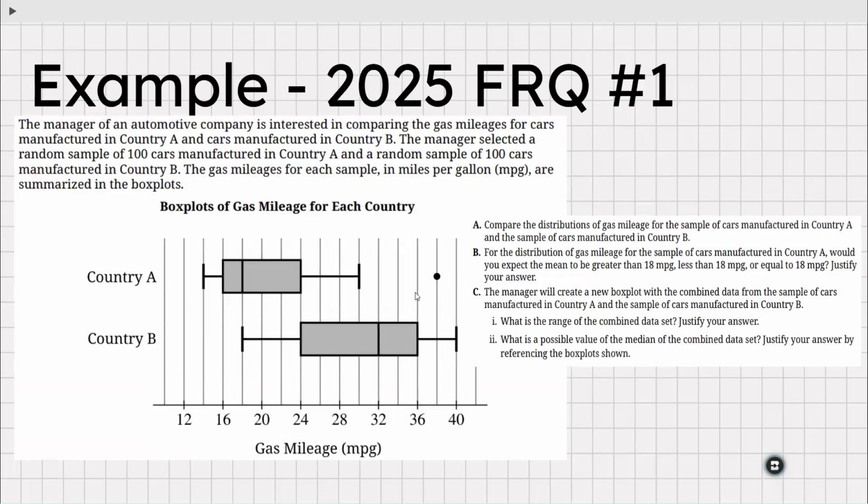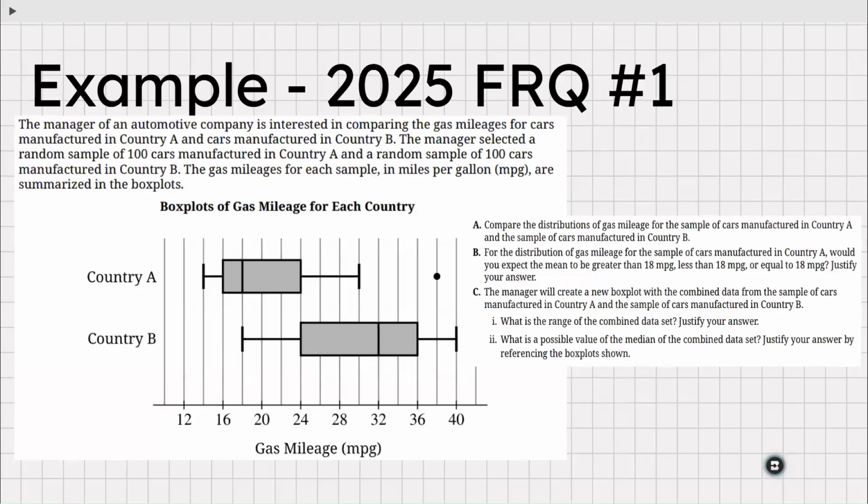This guy's is 40 minus 18, which is 22. So country A has a larger range in miles per gallon than country B, because 38 minus 14, 24, is bigger than 40 minus 18, 22.